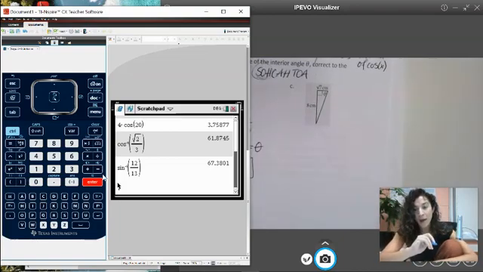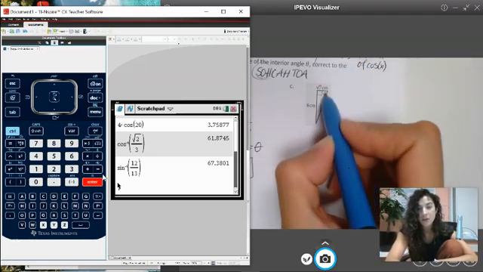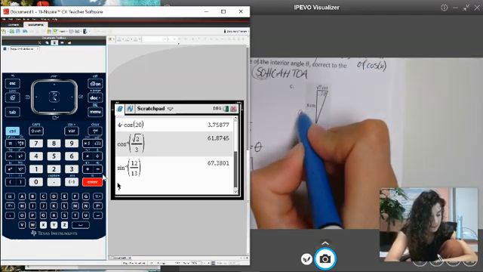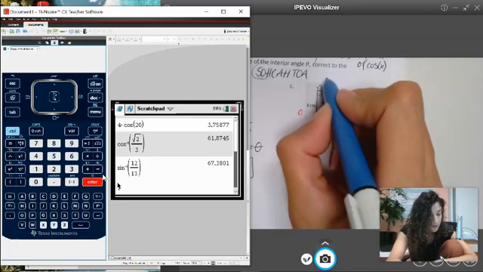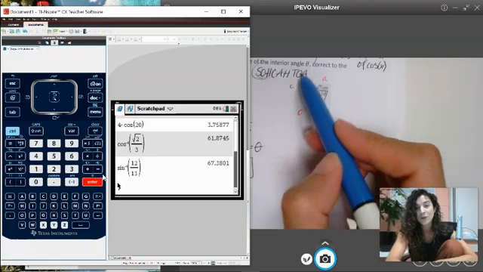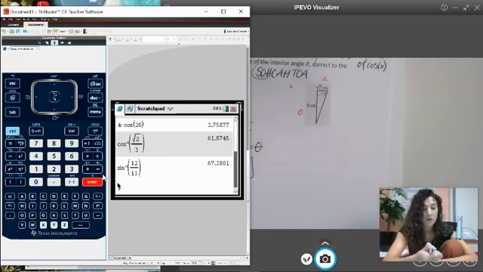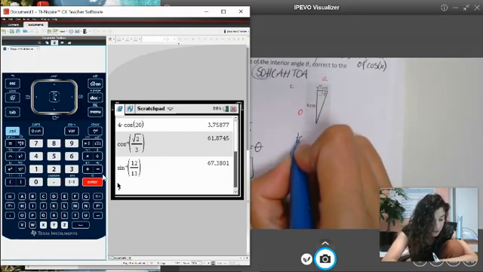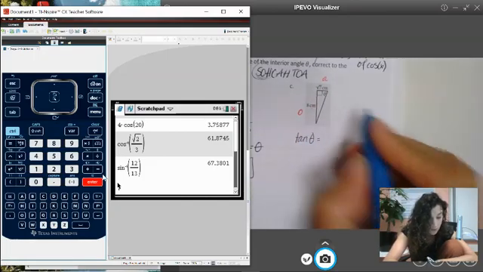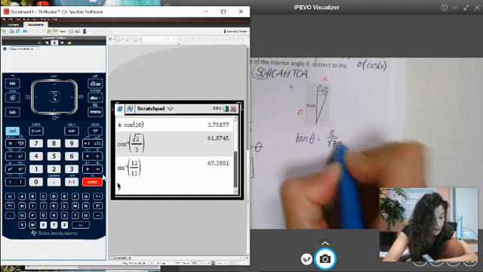First thing I do is I should always label my side lengths and the relationships with the angle. So I know that this guy right here, 8, is opposite, and square root of 7 is adjacent. We are not using the hypotenuse at all, so the only one that doesn't use the hypotenuse is tangent. Writing out my relationship first, tangent of theta equals opposite over adjacent, 8 over the square root of 7.